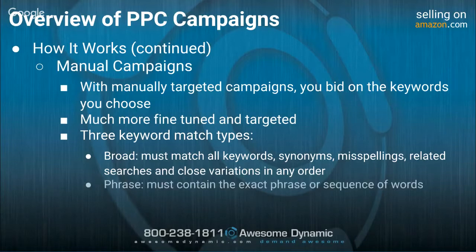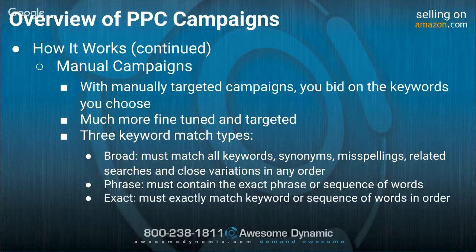If you are trying to get a little bit more specific, you can say that they must match the same sequence of words. It's still a little bit more flexible, in that there are some common misspellings and things like that it will take care of. But if you're trying to be very specific and say that I only want to show up for people who type in this exactly, then you can do an exact match, which will exactly match a keyword or a sequence of words in order.